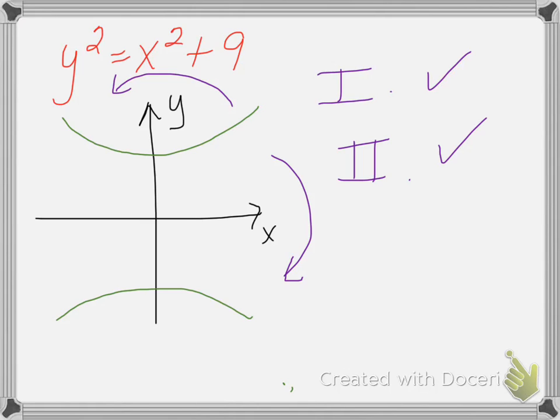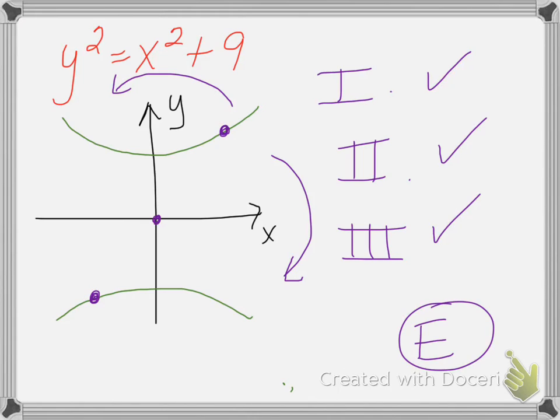The answer is yes. And for number three, it's asking if it's symmetrical to the origin, meaning if you flip a point like over here, over the origin, will it end up on your graph? And the answer is yes. So all three are true, and E is the correct answer.